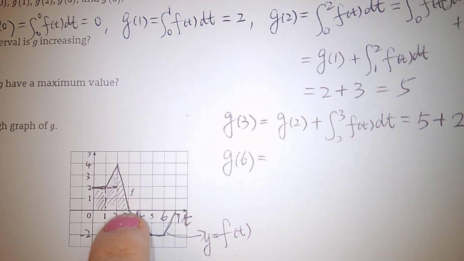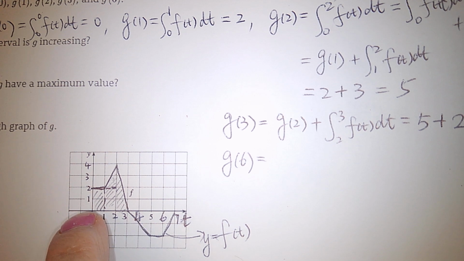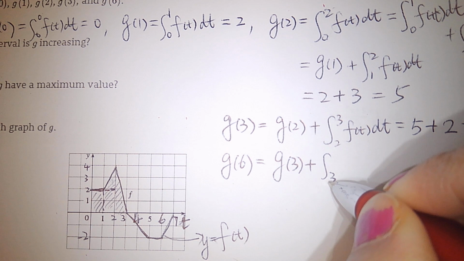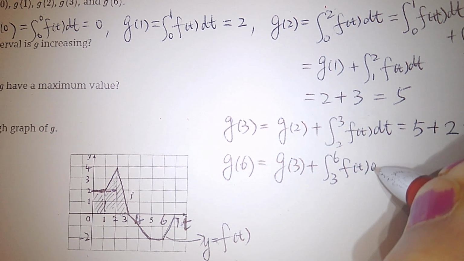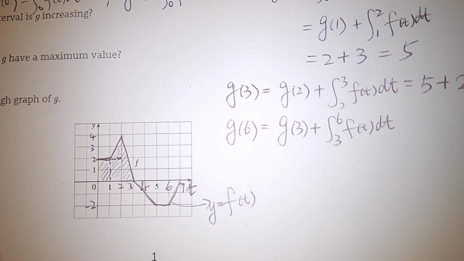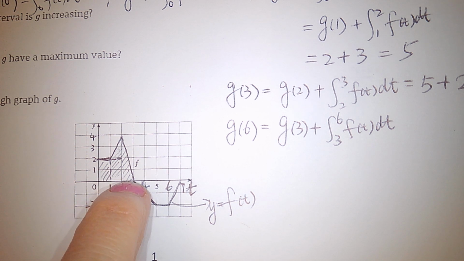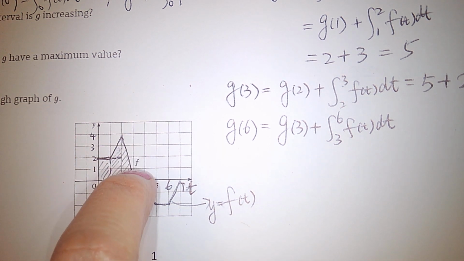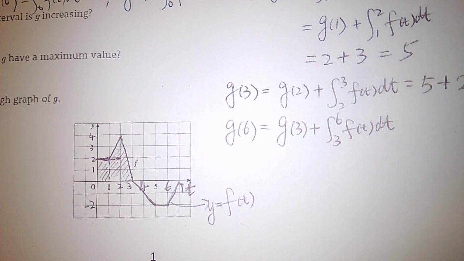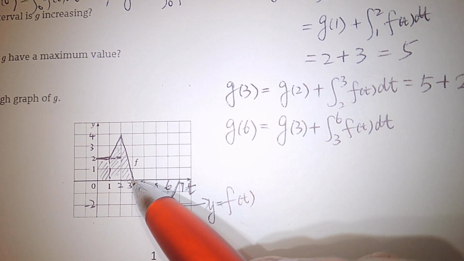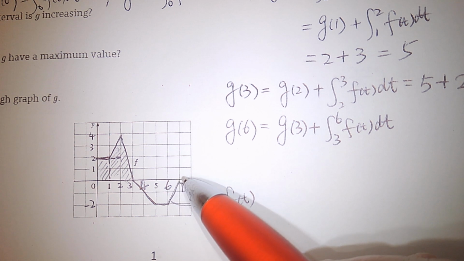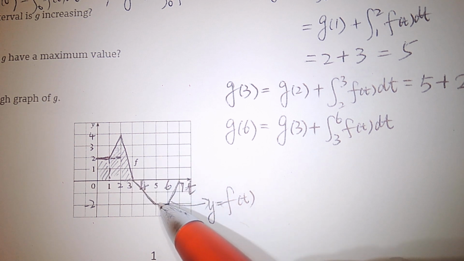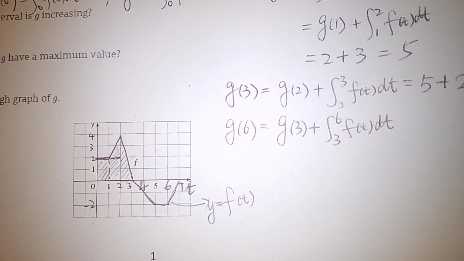We know the first 3, right? So G of 3 plus what? From 3 to 6 of f(t) dt. We have to be very careful here. When t is less than or equal to 3, or between 0 to 3, our graph is above the t-axis. Now when t is greater than 3, this entire region is below the t-axis.